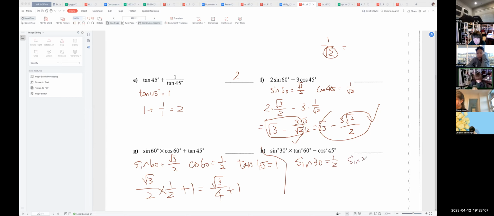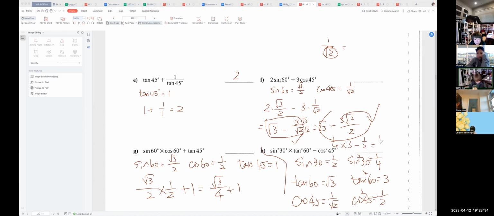Okay, so the next one is sine 30 equals half. So sine 30 squared equals 1 over 4. Tangent 60 equals what? Square root 3. So tangent 60 squared equals 3. Cosine 45 equals 1 over square root 2. Cosine 45 squared equals 1 over 2. So putting them together, 1 over 4 times 3 minus half equals 1 over 4.